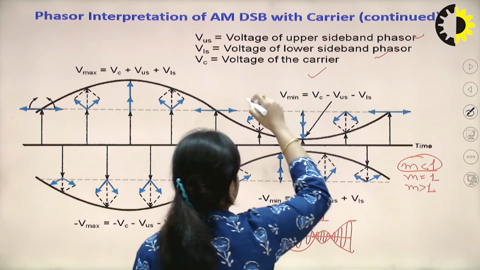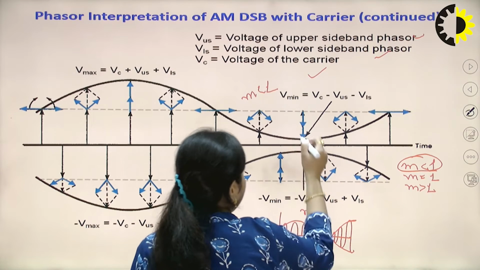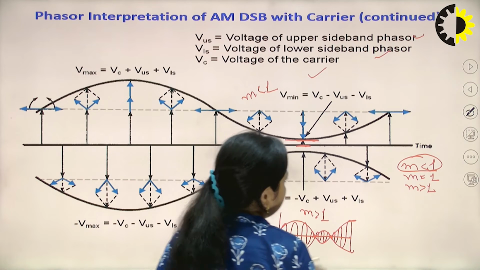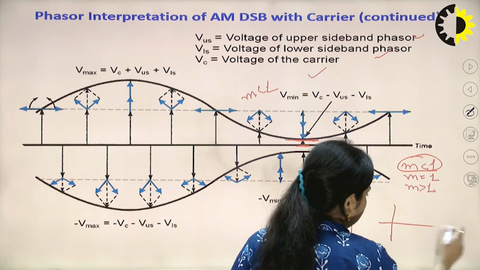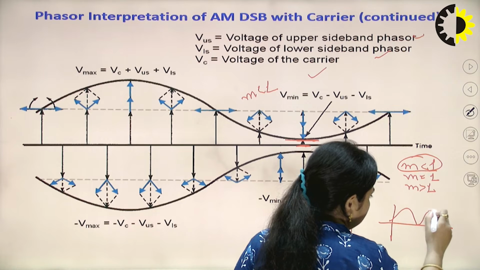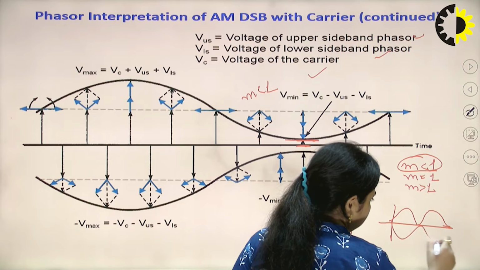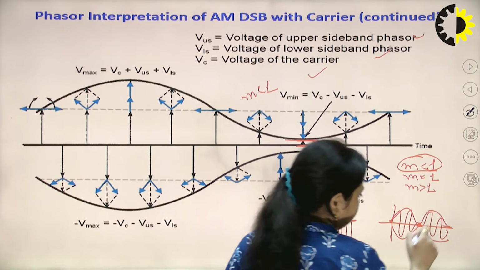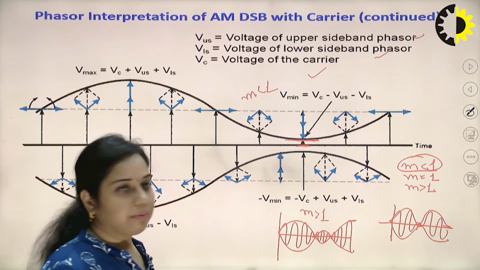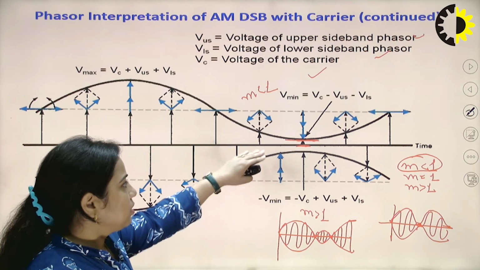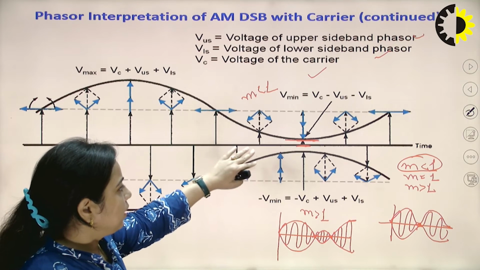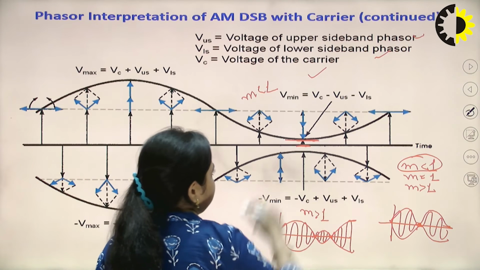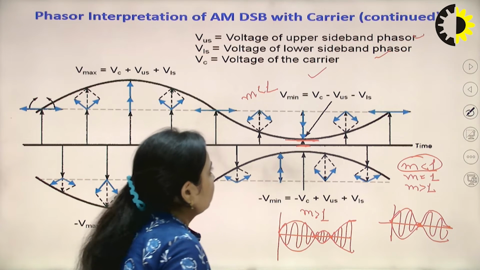This is the case for m less than 1, where this V minimum does not touch the origin. In case of m equal to 1, this will be the waveform. So you can see that it just touches the origin. So this is the case for m equal to 1. This is the case for m less than 1, under modulation. This is the ideal situation, this is practical, and this is not required.